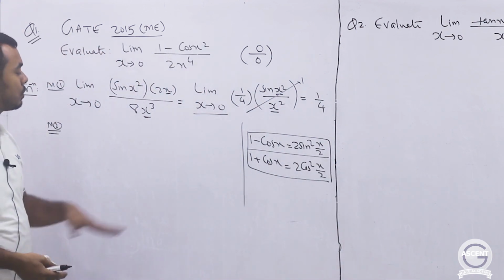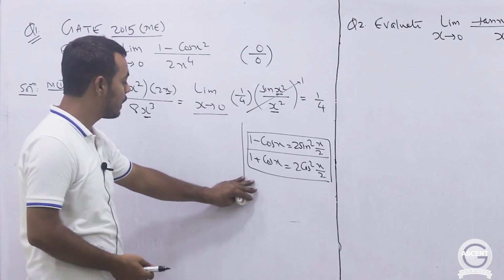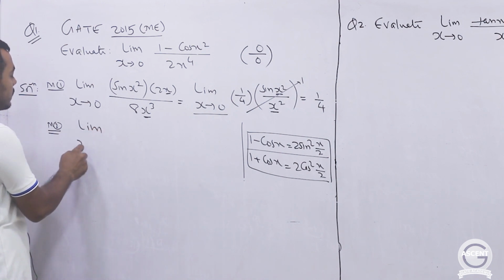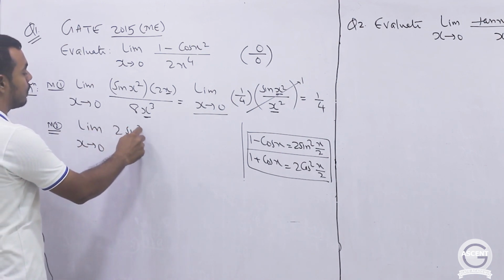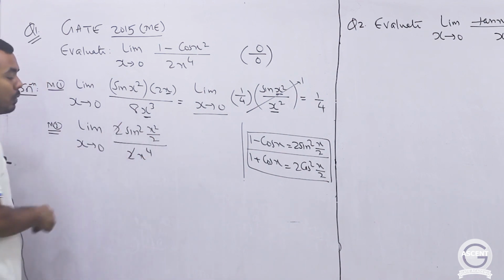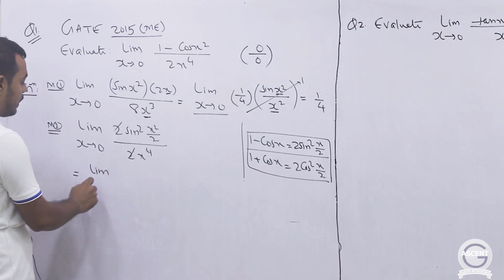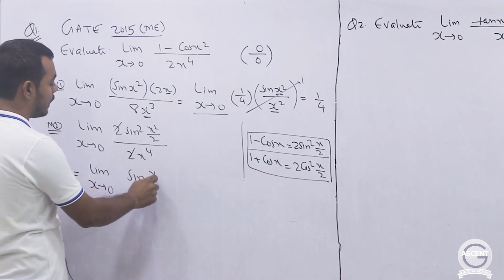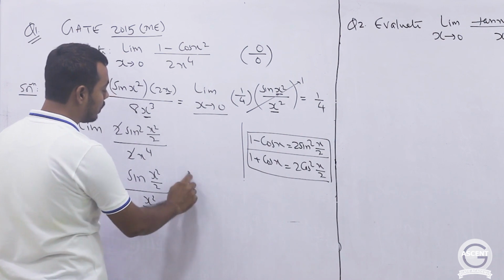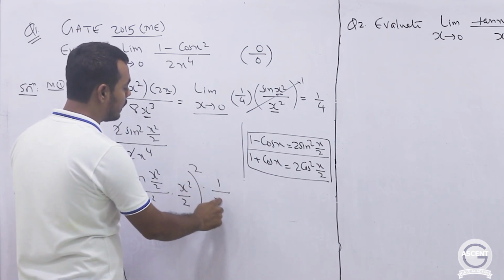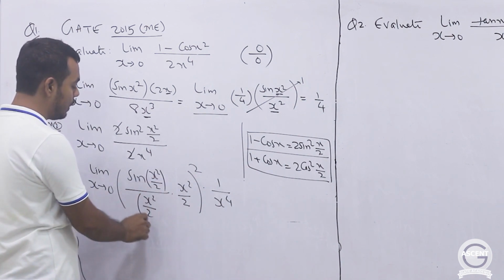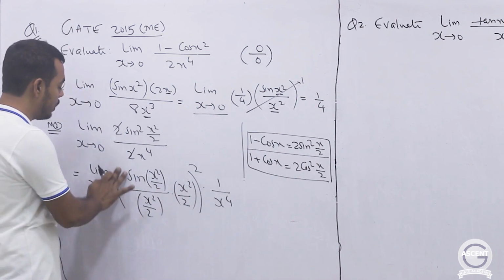So 1 minus cos x is 2 sin square x by 2, and 1 plus cos x is 2 cos square x by 2. If I apply that formula, then I will get limit x tending to 0, 2 sin square x square by 2, divided by 2x to the power 4. 2 will cancel. This can be written as limit x tending to 0, sin x square by 2 by x square by 2, into x square by 2 squared, into 1 by x to the power 4.